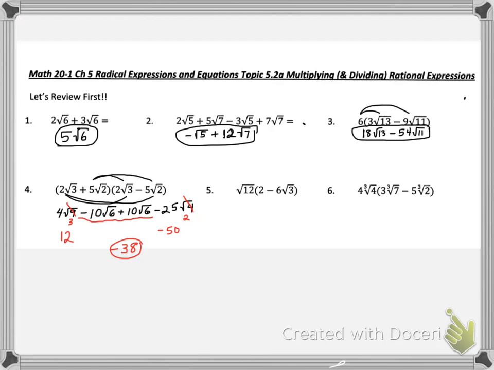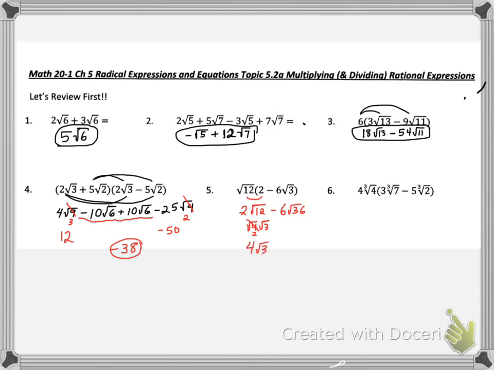Number 5, we have root 12 times 2, which is 2 root 12. We can't multiply roots and whole numbers. They just simply combine to be 2 root 12. The last part is minus 6 times root 12 times root 3, and root 12 times root 3 is root 36. Now we can simplify. Root 12, the biggest perfect square I can divide into root 12 would be root 4. So that would be root 4 times root 3, which will give me 2 root 3. Now it's going to be 2 times 2 times root 3, which is 4 root 3.